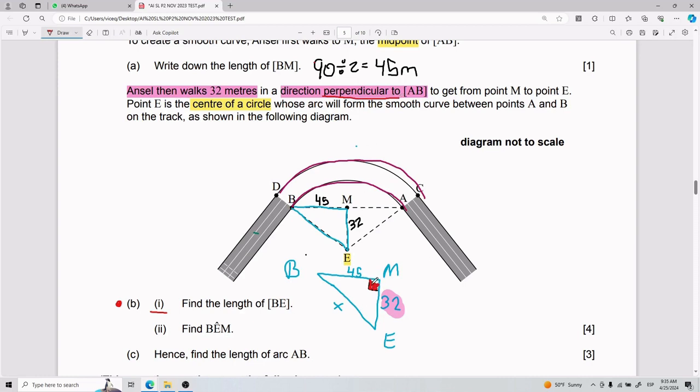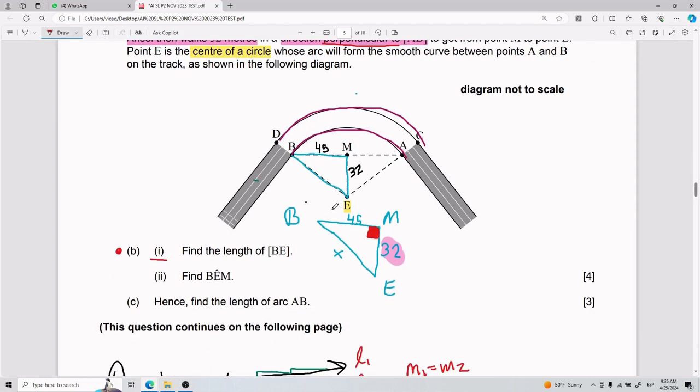And now a bunch of different tools show up. So if you're trying to find the missing side on a right-angled triangle, you should be thinking of the famous Pythagoras theorem.